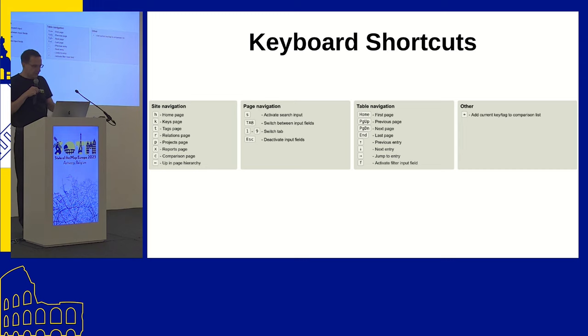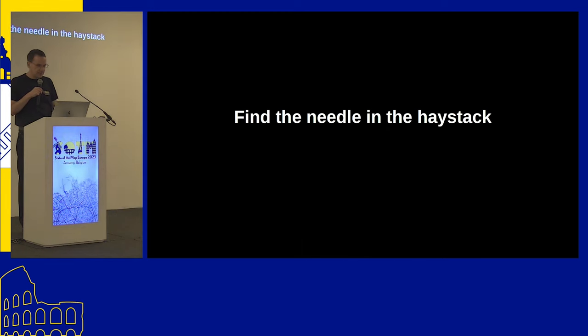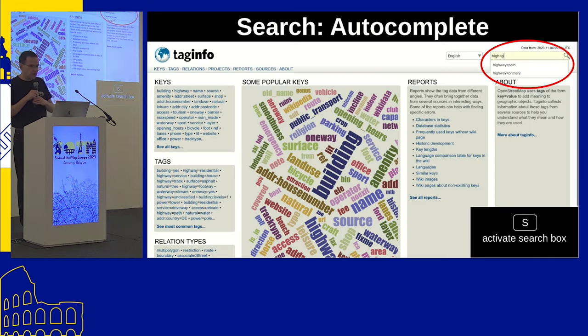What a lot of you probably don't know, even if you have used taginfo before, is that there are keyboard shortcuts for lots of things, which can be quite nice sometimes. I want to go through a few scenarios, a few things that you can do with taginfo, and I hope that even though most of you will have used taginfo before, you will learn some new things. So most of the time you start with a search in the search box on the upper right.